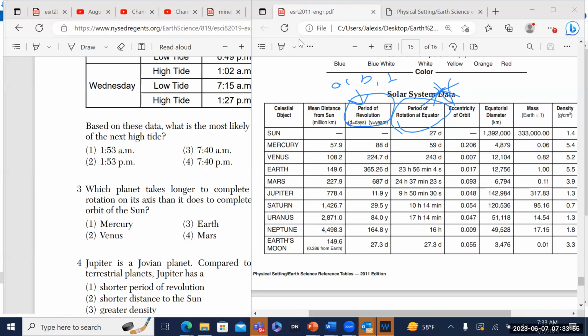There's only one planet that has that. If you look on the reference tables, the only planet where the period of rotation is higher than the period of revolution is Venus. Venus has 243 days as its period of rotation and 224.7 days as its period of revolution. That's why the correct answer is choice 2.